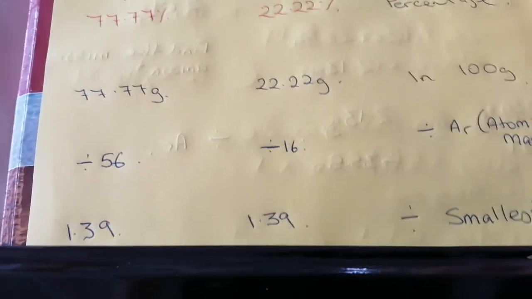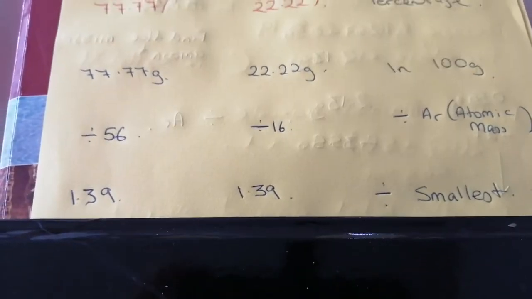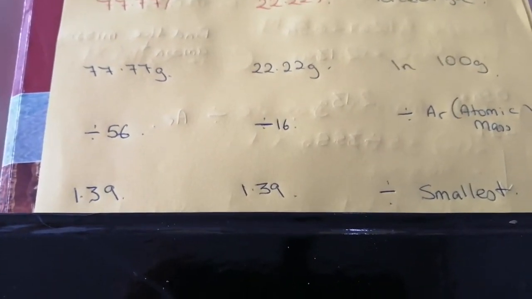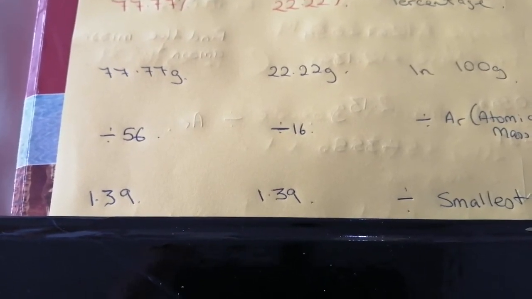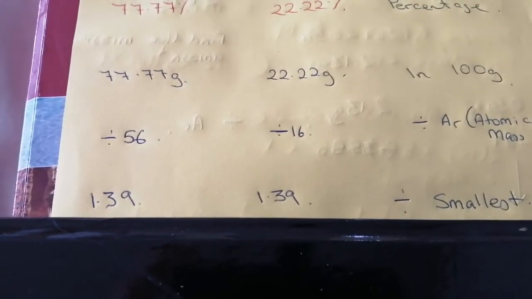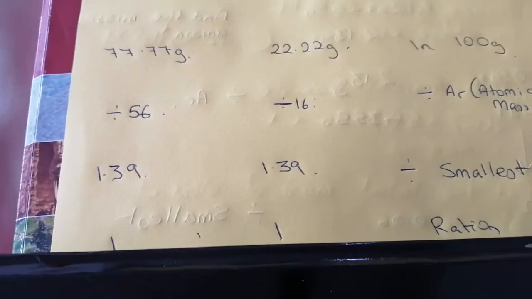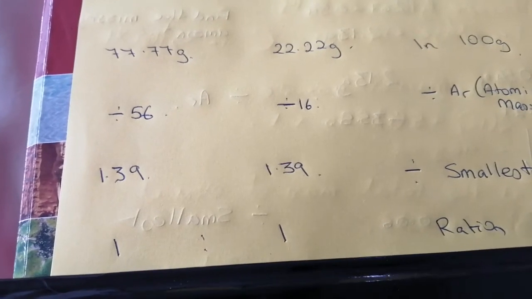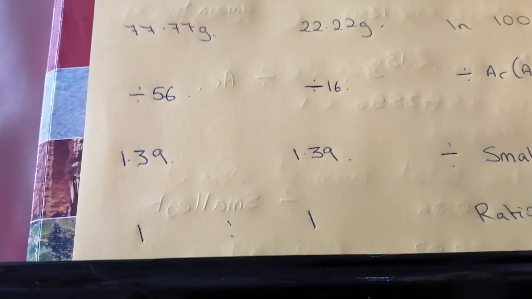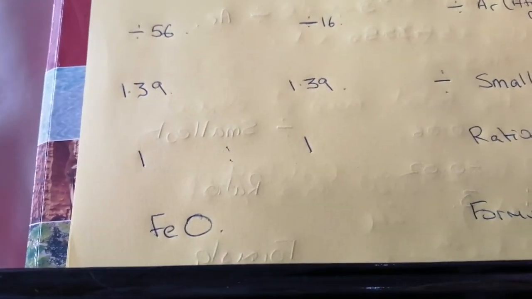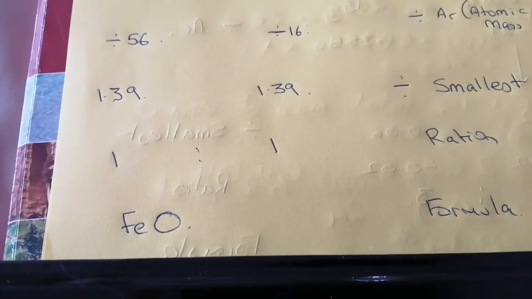I'm just going to pull up this sheet here a little bit so we can see it. So as you can see, they're both 1.39. Now we divide across by the smallest number. So in this case, both the numbers are 1.39, so we're going to divide across by 1.39. So we end up with a ratio of iron to oxygen of 1:1. Okay, 1:1. Which means that our formula is going to be FeO, 1 iron, 1 oxygen.